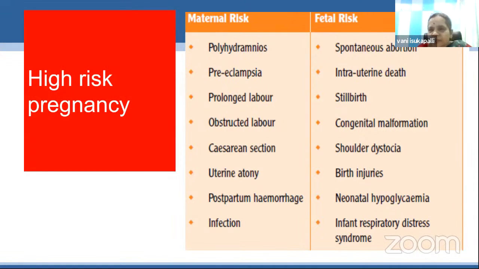But look into the fetal complications. Right from the start of the first trimester, spontaneous abortions, intrauterine fetal deaths, or the fetus dying while the woman is giving birth, that is stillbirth, more chance of malformed babies. During labor, more chance of a difficult labor due to shoulder dystocia, consequences of shoulder dystocia in the form of birth injuries, neonatal hypoglycemia, and respiratory distress syndrome. So these are some important fetal risks which could happen.